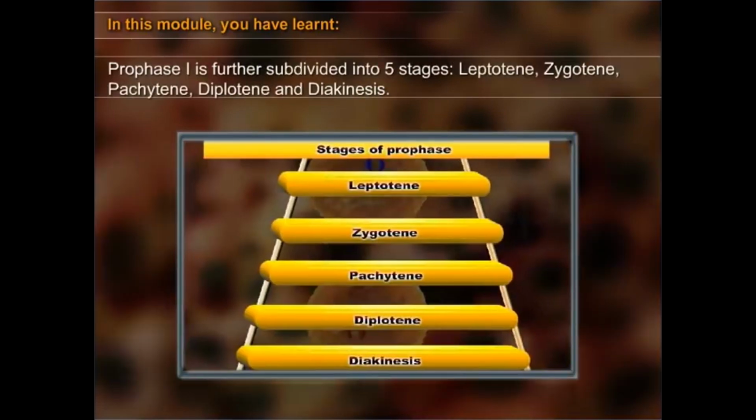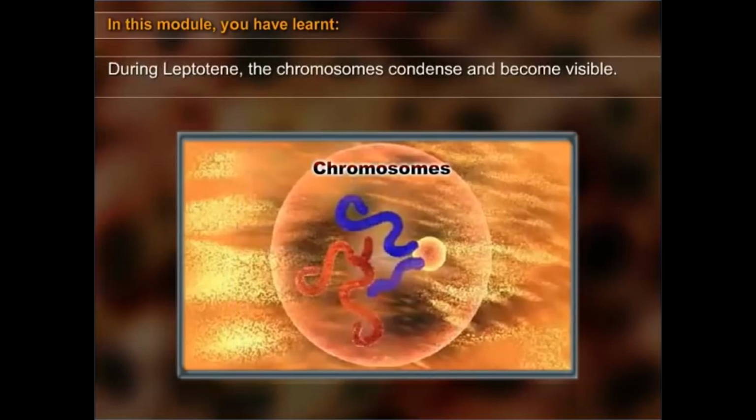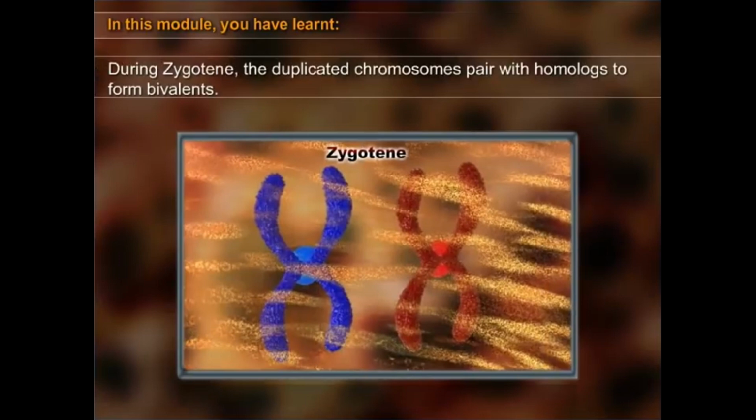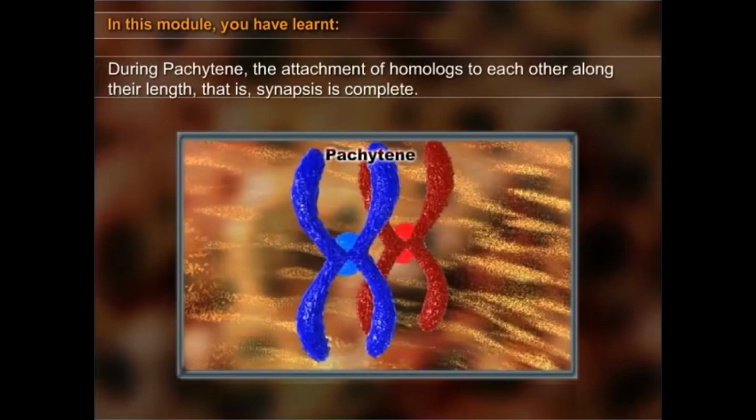Prophase 1 is further subdivided into 5 stages: leptotene, zygotene, pachytene, diplotene and diakinesis. During leptotene, the chromosomes condense and become visible. During zygotene, the duplicated chromosomes pair with homologues to form bivalents. During pachytene, the attachment of homologues to each other along their length, that is synapsis, is complete.